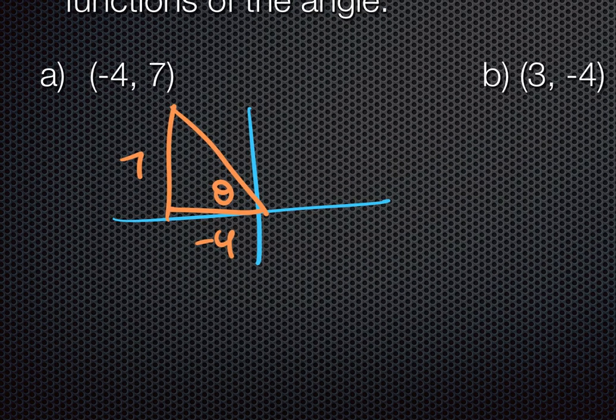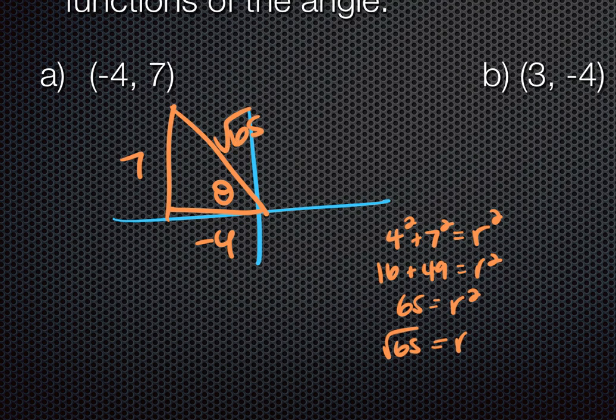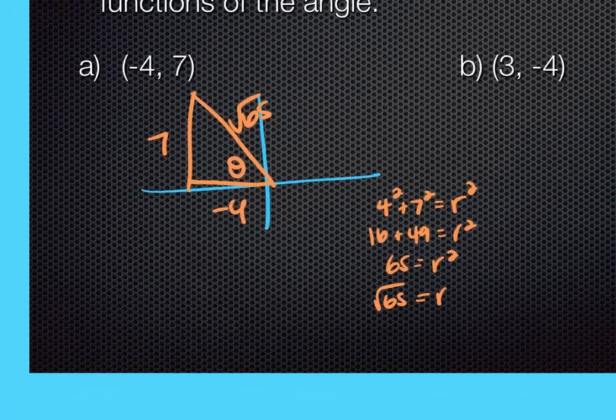No. So we got to figure it out. So I'm going to do, and I don't care if it's positive or negative 4, because when you square it, it's going to go away. So 4 squared plus 7 squared equals my r squared. 16 plus 49 equals r squared. 65 equals r squared. And r is the square root of 65. Again, always positive because it's the radius.